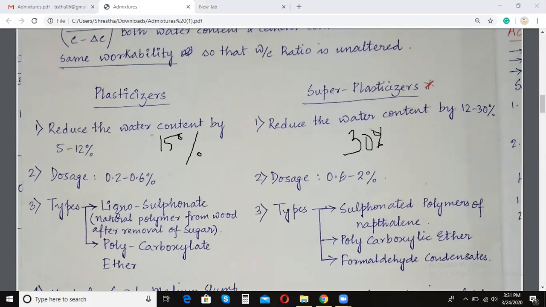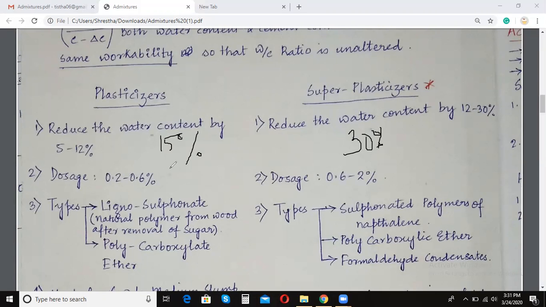It is very problematic writing with this mouse on the screen. Anyway, let's see the dosage. The dosage of plasticizers is 0.2 to 0.6%. Okay, and for super plasticizers, the dosage is a little more. It should be added in more amounts. That is, the minimum dosage given to concrete is 0.6%, and maximum it can be added till 2%.